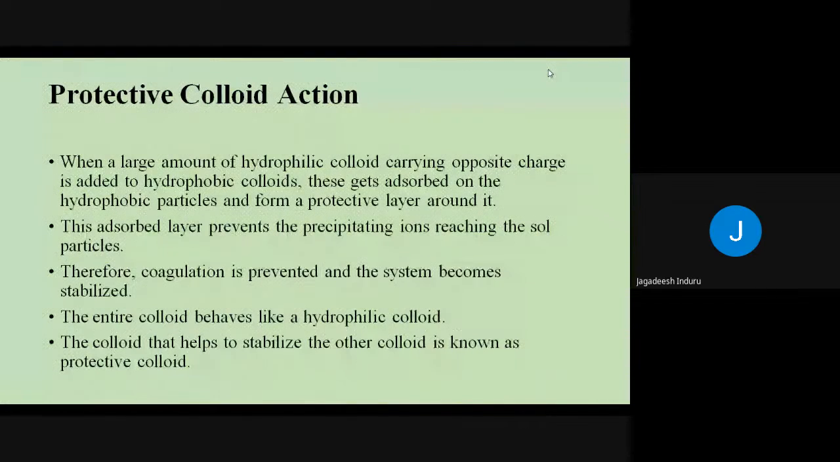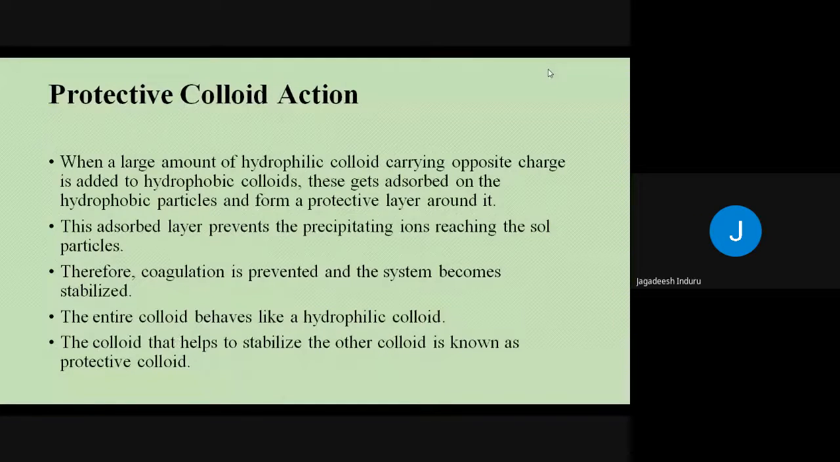This will be having a prevention of sediment, prevention of stability problem in the lyophobic colloids. It means lyophobic colloids can be stabilized by adding a large amount of hydrophilic colloid which has the opposite charge. But do remember, in this particular case, GPAT, you will be getting confused. When you add a large amount of electrolytes of opposite charge, you will be getting neutralization and making the separation possible.